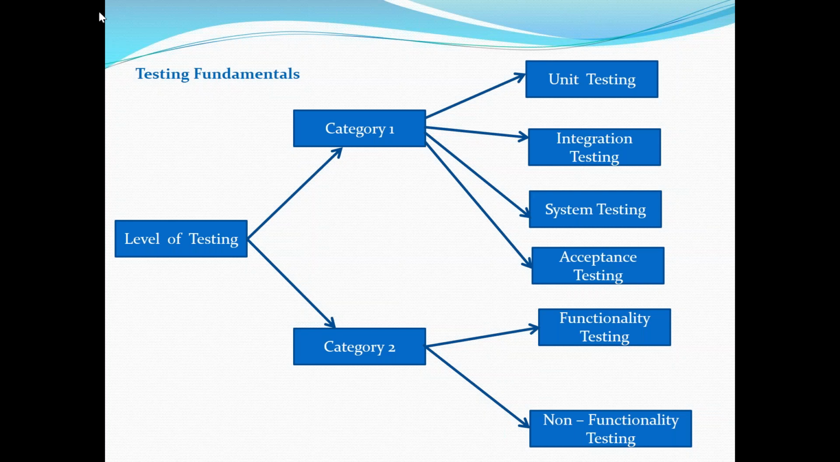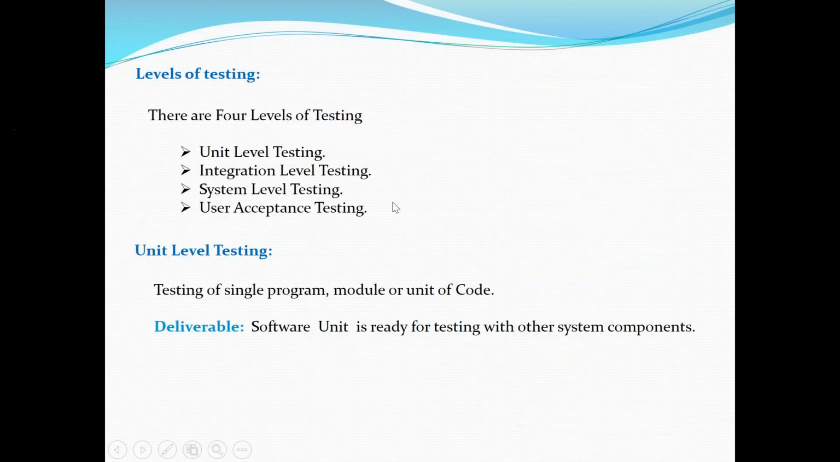Okay, we will go with unit testing. What is unit level testing? You already know that, right? We already discussed. Unit testing is done by developers, and unit testing is also called white box testing. Unit testing means the testing of a single program or a module or a unit of the code. Single program means the developer who wrote the code needs to test it at least once, because he needs to check whether his logic is working properly, whether his code is working properly or not.